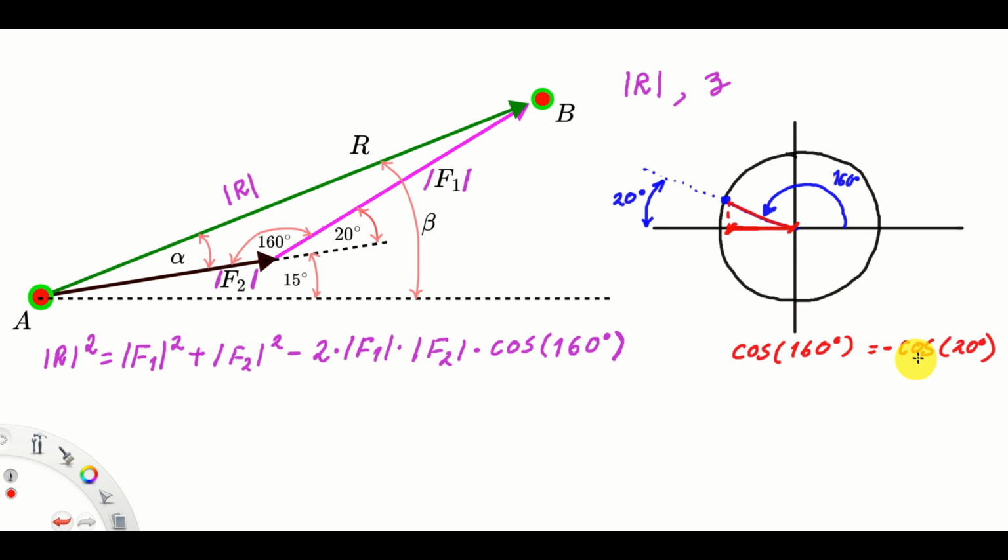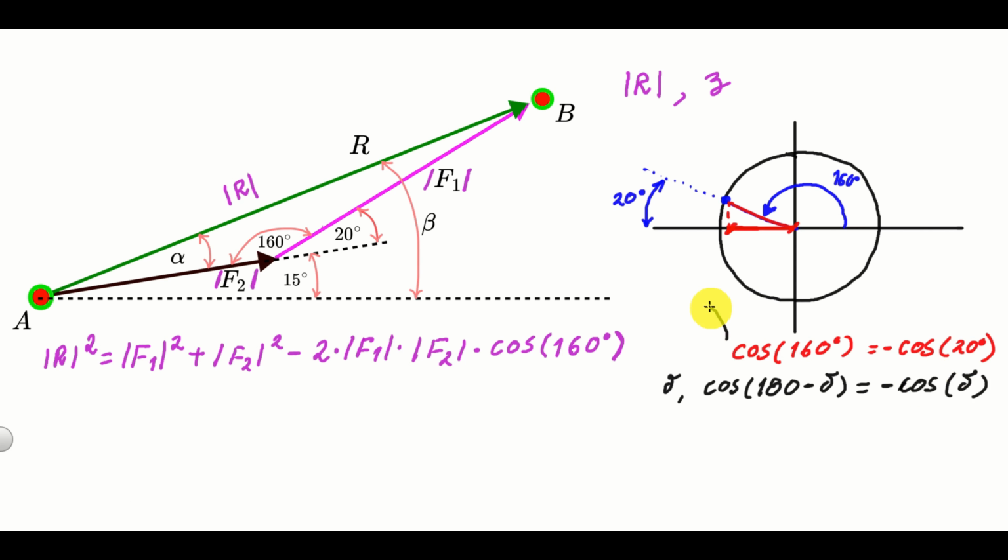This is because the cosine of 20 degrees is positive. However, we can see that we are in the negative part of the horizontal axis. Consequently, we need to add a minus sign over here. This is a particular application of a standard formula in trigonometry. Namely, for any angle delta, we have that cosine of 180 minus delta is actually equal to minus cosine of delta.